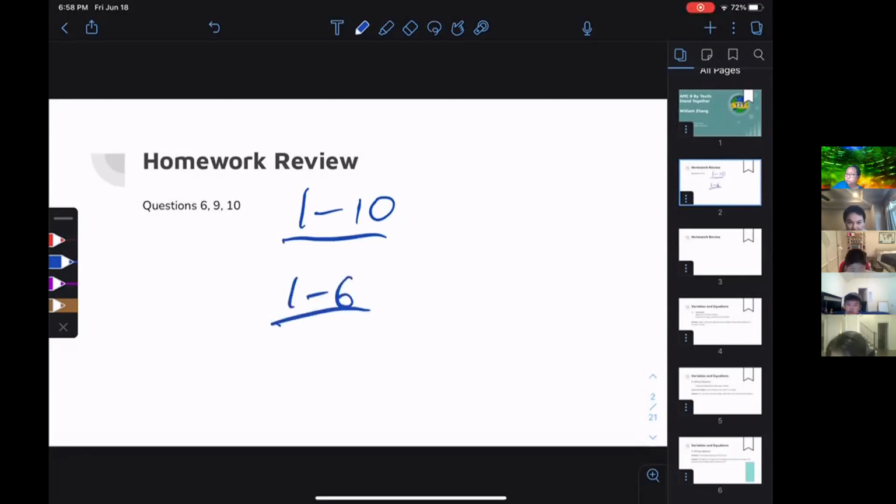It's asking what is the probability that the product of the numbers on the tile and the die will be a square? So a perfect square means it can be written as the product of two numbers that are the same, of course, like 4 times 4.